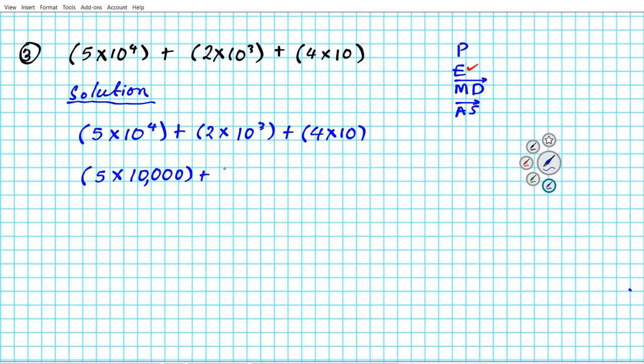Plus, and then do the exponent here. 2 times 10 to the 3rd is 1,000, or 1 with 3 zeros. You look at the exponent there, you have 3 zeros. And then this is already simplified for us. 4 times, oh, there's supposed to be a 1 here. So let's change that. It's just 4 times 10. Okay, nice. So we're done with exponents.